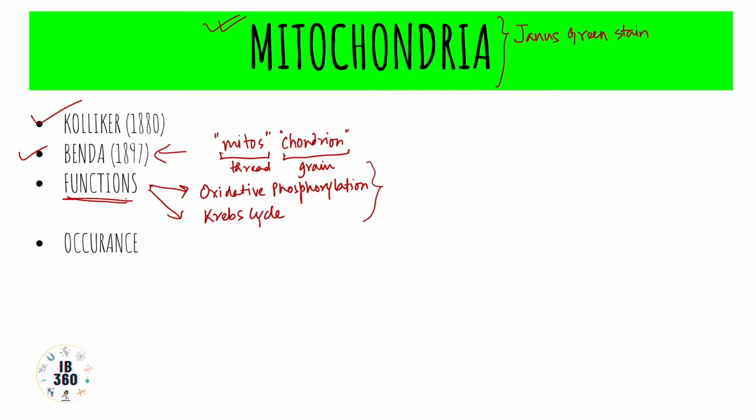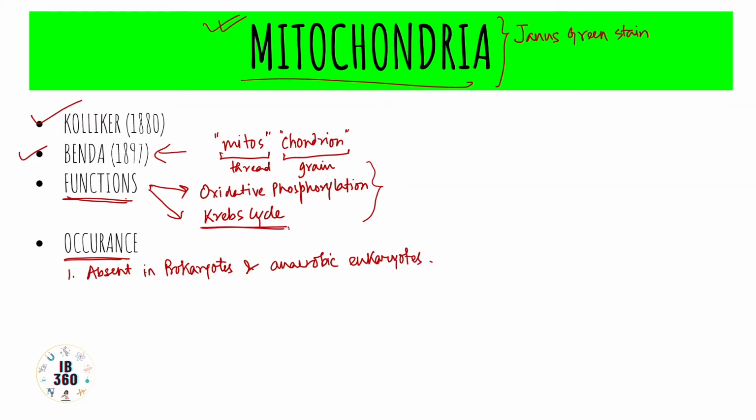Occurrence: mitochondria would obviously be absent in prokaryotes as well as anaerobic eukaryotes, but other than these basic facts, I can give you some interesting information about occurrence. Let us write down the points one by one. The first thing is they are absent in prokaryotes and anaerobic eukaryotes, because if they are anaerobic, then obviously they will not undergo the Krebs cycle. Everything about respiration will take place inside the cytoplasm itself, and also prokaryotes have mesosomes, which are special plasma membrane invaginations into the cytoplasm, kind of replacing the roles of the Golgi apparatus or mitochondria.